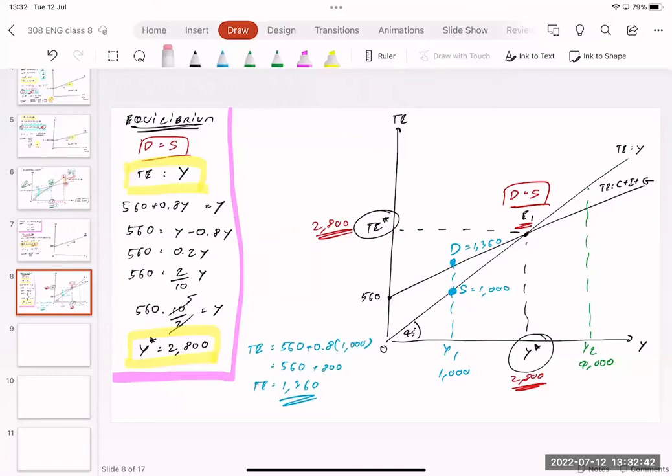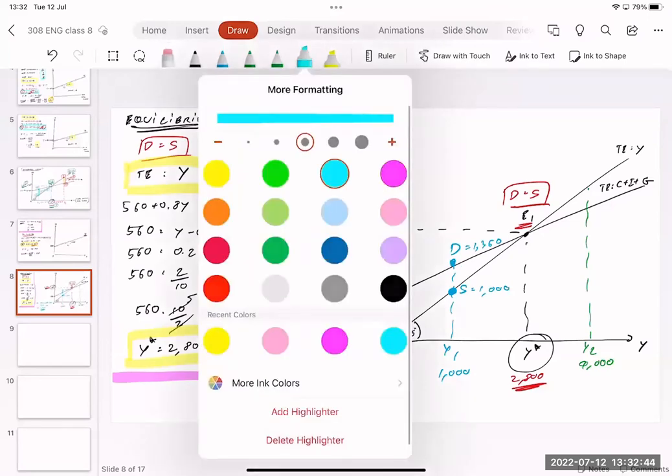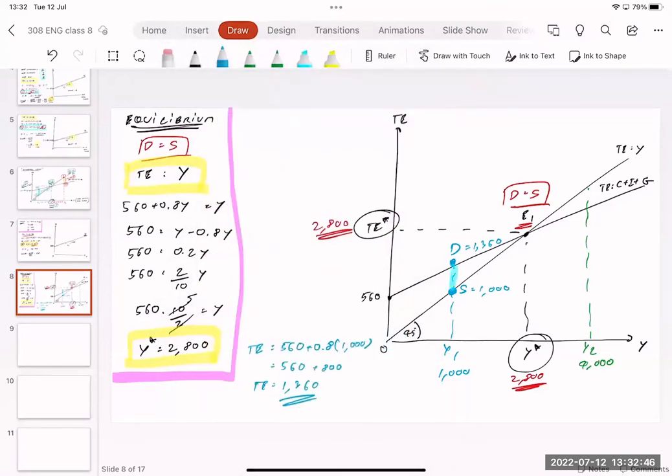You can easily find the gaps over here. Demand is higher than supply. You have excess demand equal to 360. Easy calculating. You can find the excess demand at Y1 equal to 360.